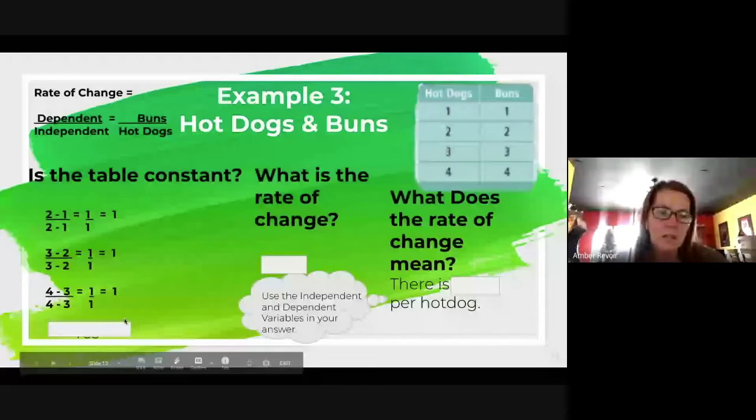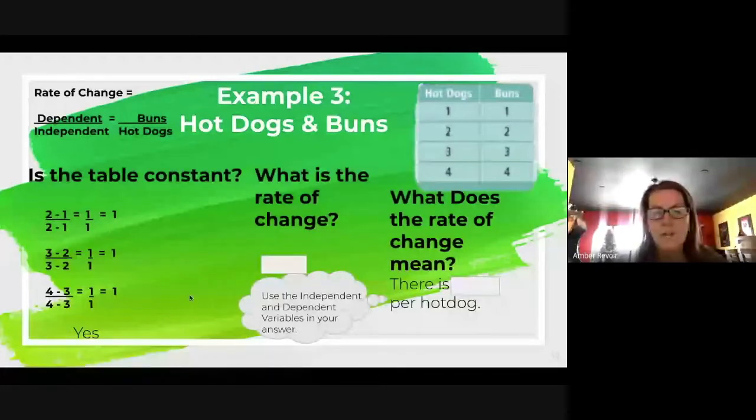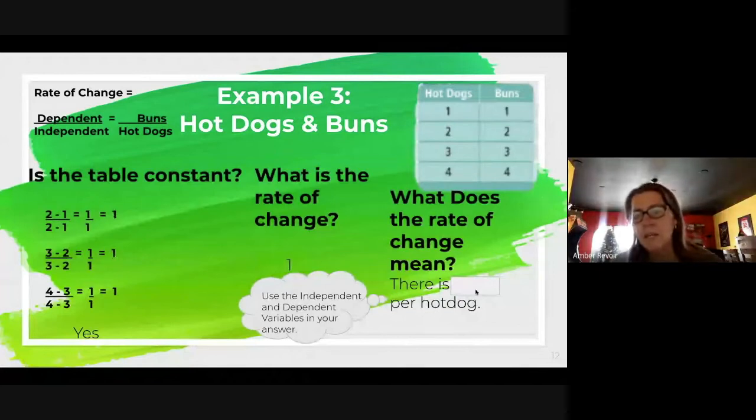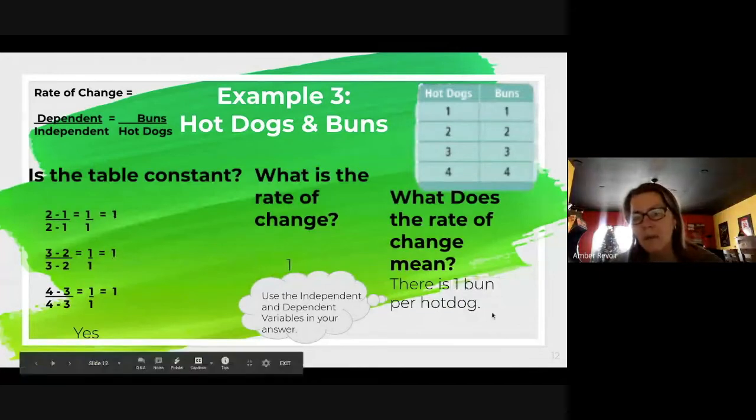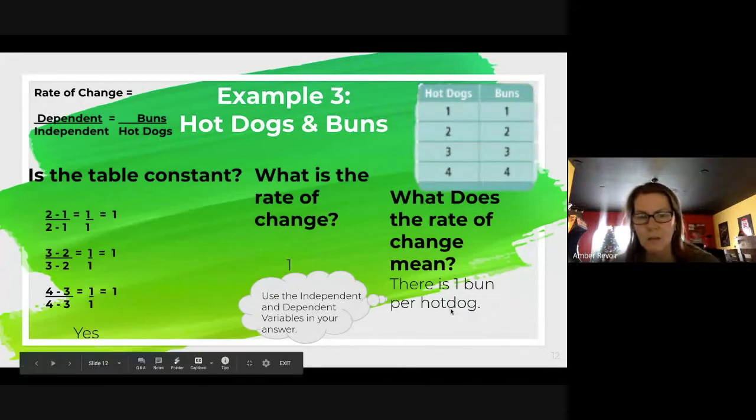So yes, it is constant. The table is constant here. And what is the constant rate of change? It is 1. 1-to-1 right there. Every time we're going to have 1. So what does the rate of change mean? It means that there is 1 bun per hot dog. For every 1 bun, there's 1 hot dog. Each hot dog gets 1 bun.